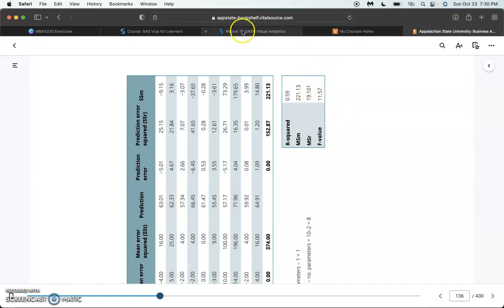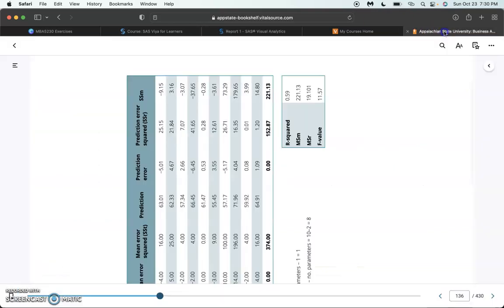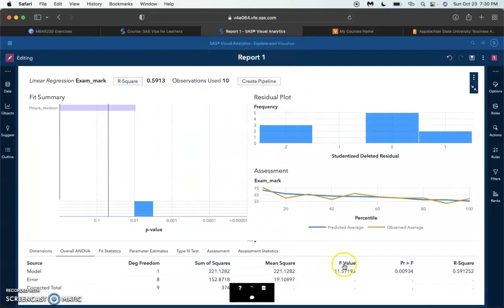19.101. So going back to here, you're going to find that it does right here in the mean square error, 19.01. And then looking at the F value, you want it to be 11.57. So going back, you can see that the F value is in fact 11.57.